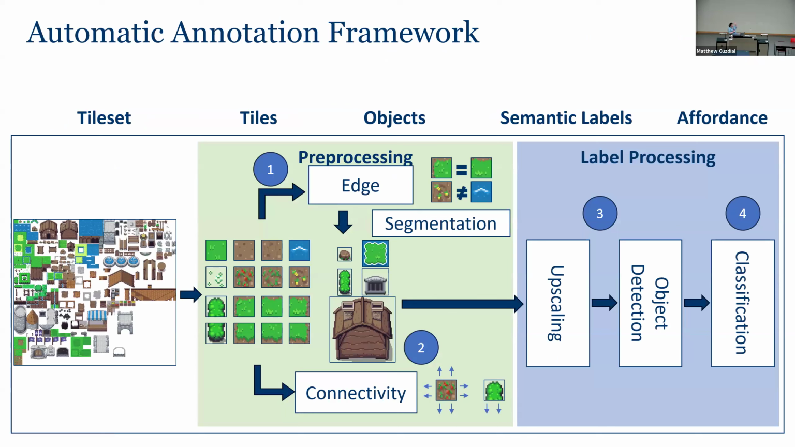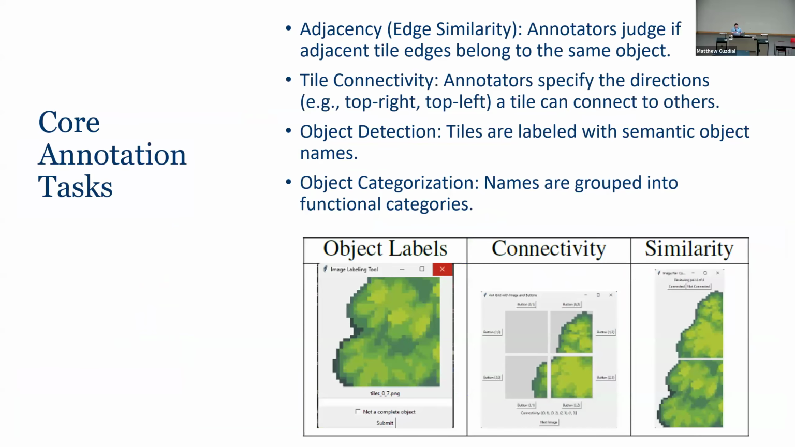To help better understand the annotation tasks included in this study, this slide shows the overall annotation pipeline. We started by preprocessing the tile set, cutting it into individual tiles, segmenting multiple tile objects, and computing edge connectivity. Then in the label processing stage, we upscale the low resolution tiles, run object detection when possible, and classify affordance. The next slide goes through each task in more detail.